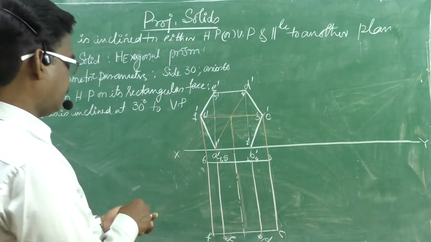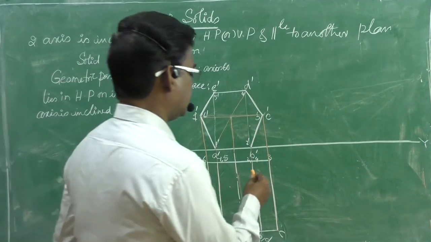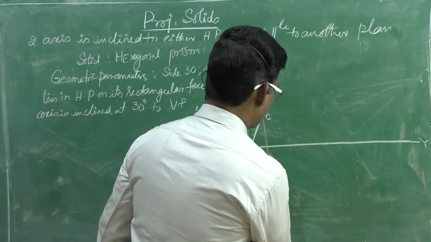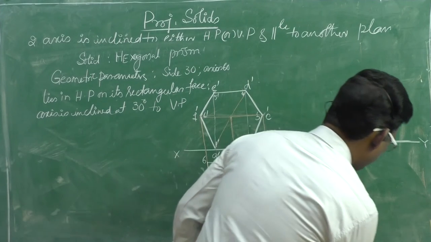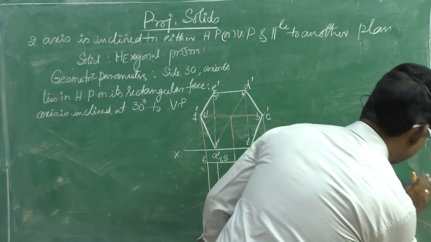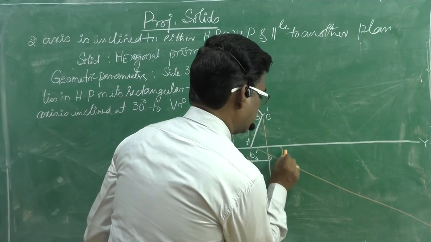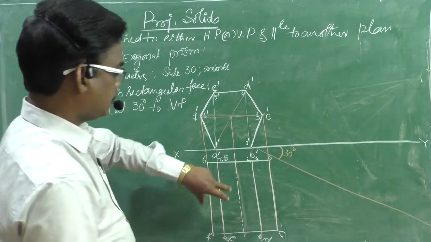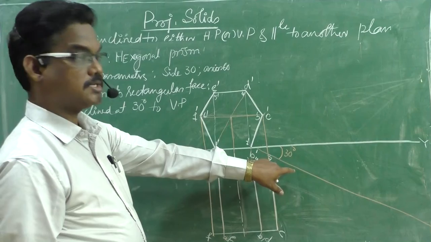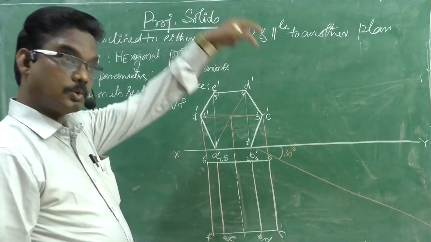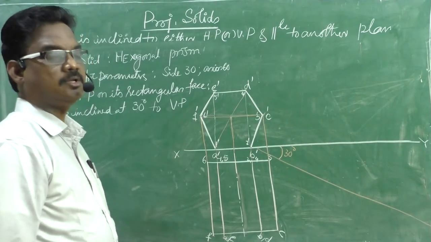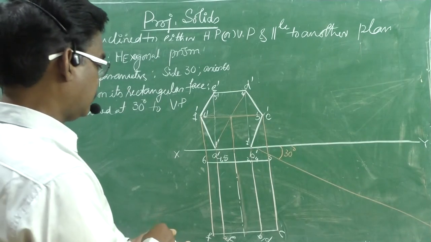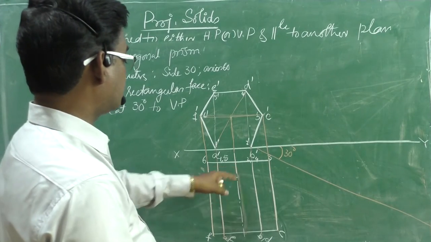Right, and if it is inclined with VP 30 degrees, first we need to consider an inclined line at an angle of 30 degrees. Let it be 30 degrees. Okay, now we need to rotate it. This 30 degrees inclination with VP, true inclination is visible in the top view. Right, now we need to construct the same.